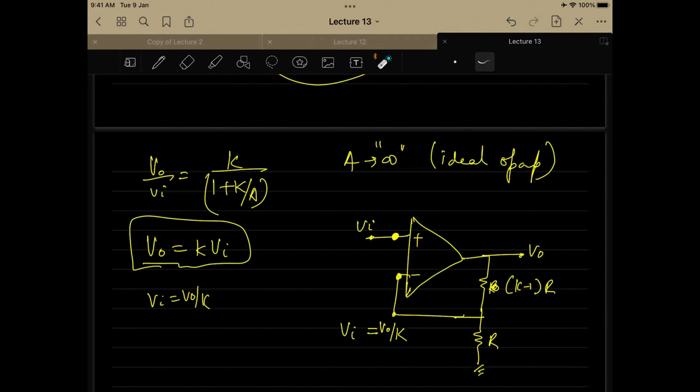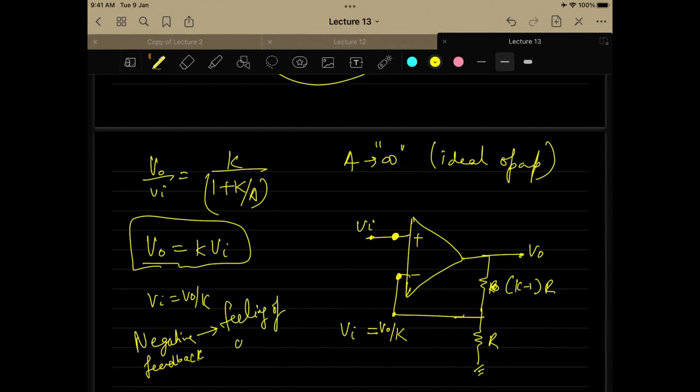But there is no short circuit here. Will you all agree or not? There is no short circuit between the two. Yes, but what you are getting is a feeling of a short circuit. It's not a short circuit, but you are getting a feeling of a short circuit because of negative feedback. Because of negative feedback, you are getting a feeling of a short circuit, but it's not a short circuit at all. That's why we call it a virtual short.